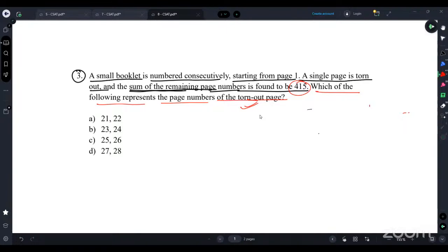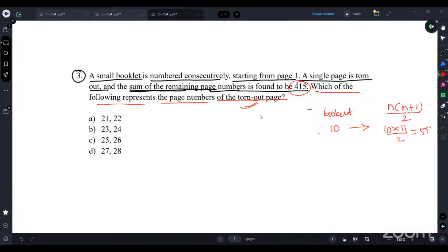See now, guys, let's say it is a 10-page booklet, having a total of 10 pages. What will be the total sum of page numbers without tearing any page? That will be the sum of natural numbers starting from 1, so that will be n into n plus 1 by 2, right? So if it has 10 pages, n into n plus 1 by 2 will be 10 into 11 by 2, so that will be 55.